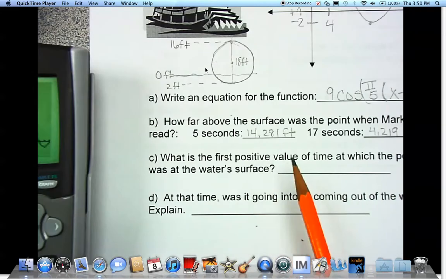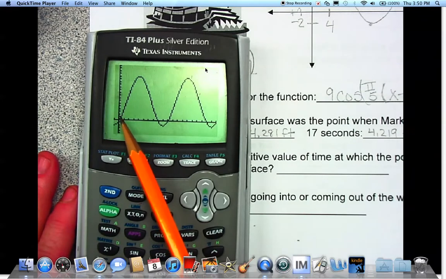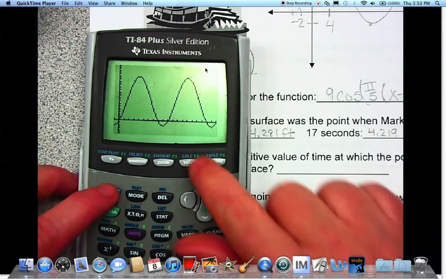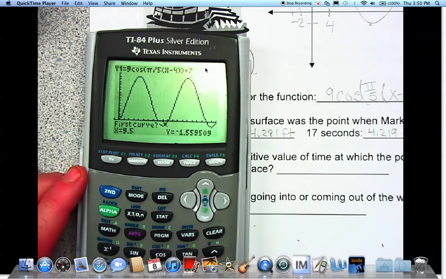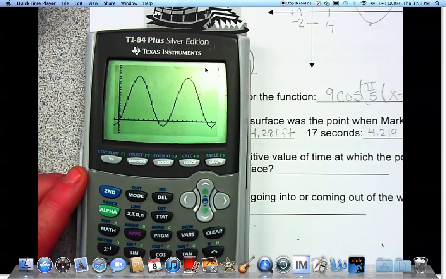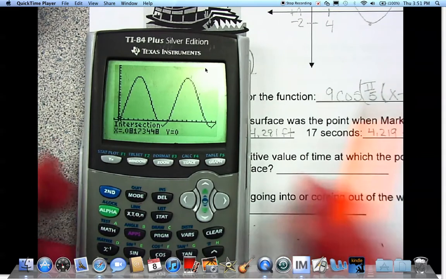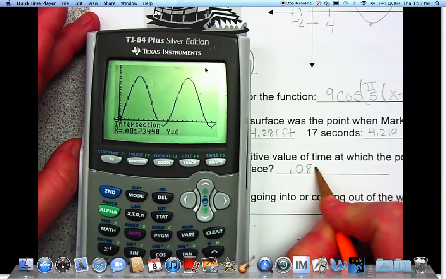What is the first positive value? We put 0 in, and it could be right here, to the right of that axis. So let's do second, trace, intersect, first curve, second curve, and then I'll move it over. Here's center. I got .082. Did y'all get that? Is that positive? Yes, so that's your answer: 0.082 seconds.